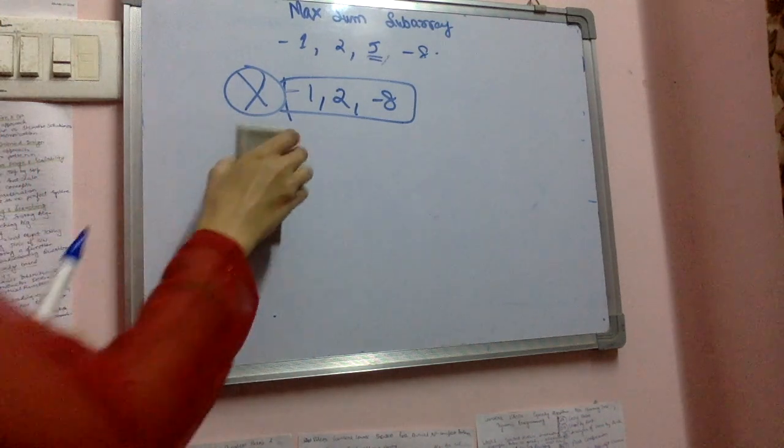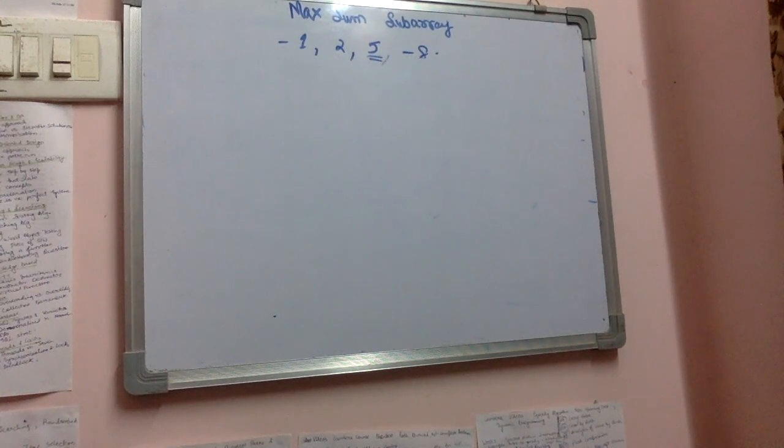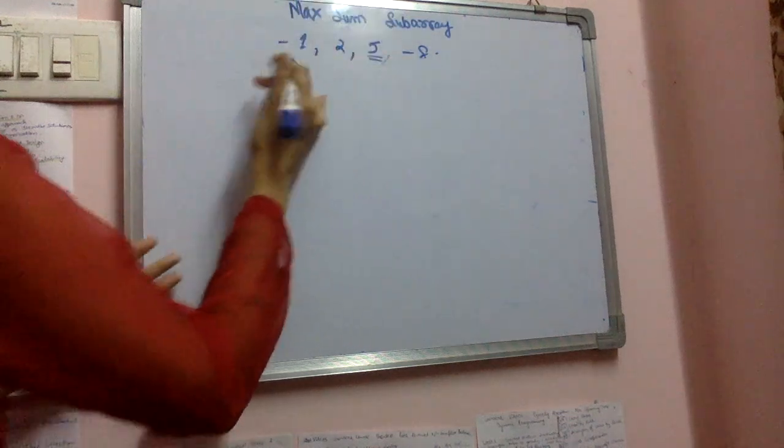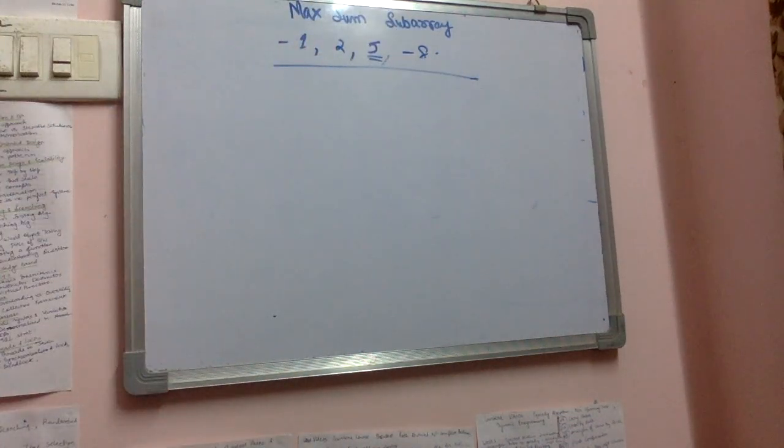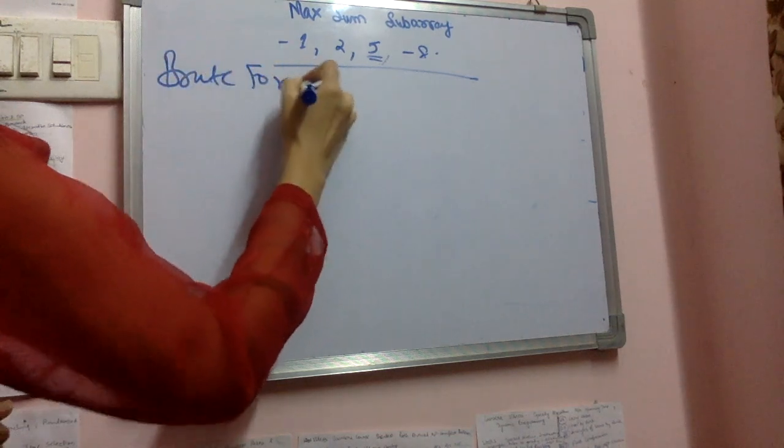Now this problem is only interesting when there are negative numbers also. If there are all positive numbers, then the maximum sum subarray will definitely be the sum of all these elements. So now let's see how we can arrive at a brute force solution.